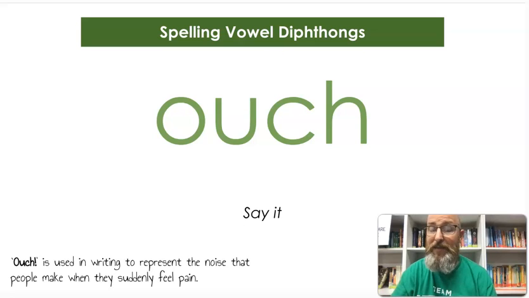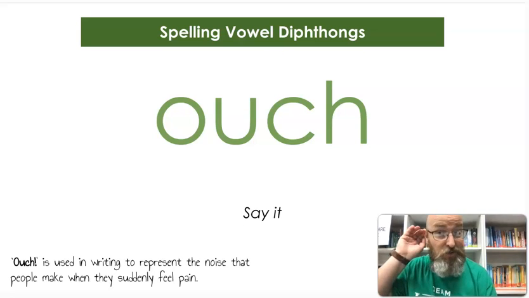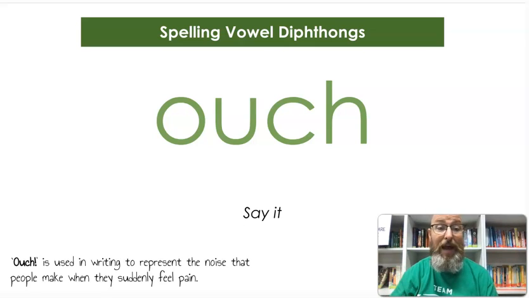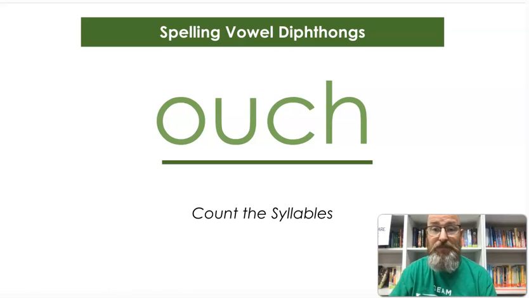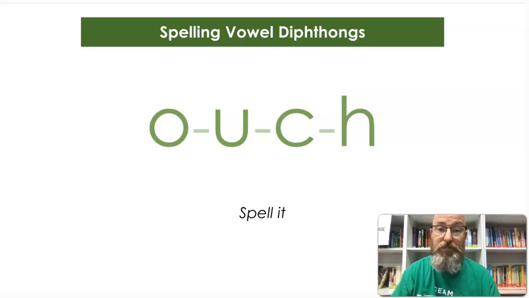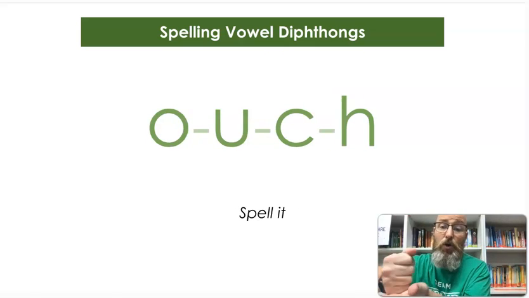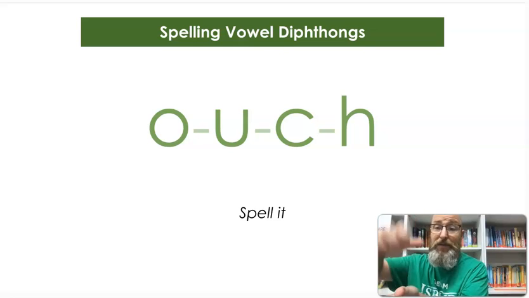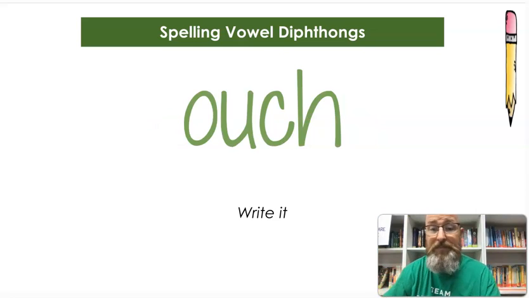Our next word is ouch. Say ouch. Ouch is used in writing to represent the noise that people make when they suddenly feel pain. Count the syllables. Ouch. Let's spell it. O-U-C-H. Ouch. And let's write it.